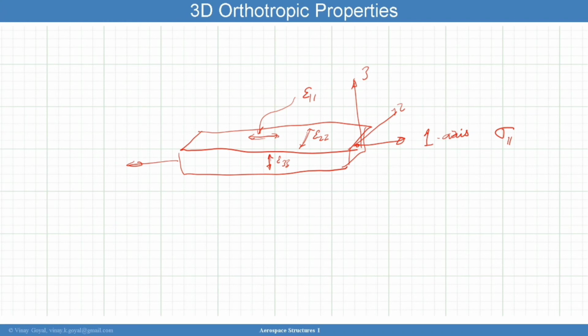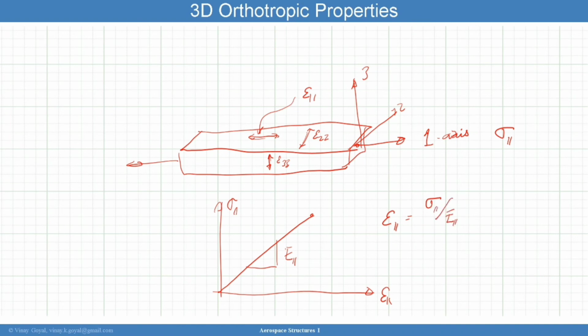When you do that, and I apply the load sigma 1,1, I'll look at the response epsilon 1,1. I'll find it's a straight line for most cases, up to a certain extent, and that slope is the modulus E11. So epsilon 11 equals sigma 11 divided by E11, and E is a modulus. And I'm putting 1,1 because the modulus could depend upon the direction you're pulling the sample.